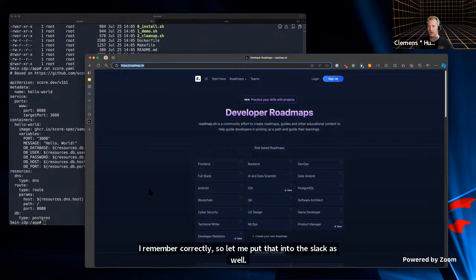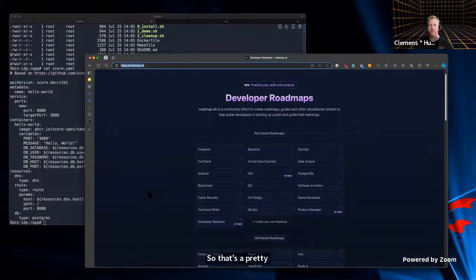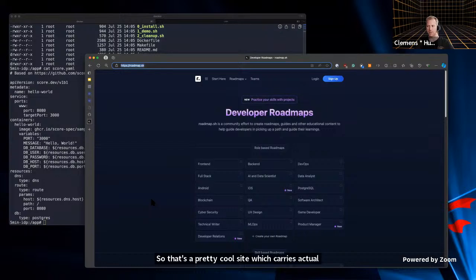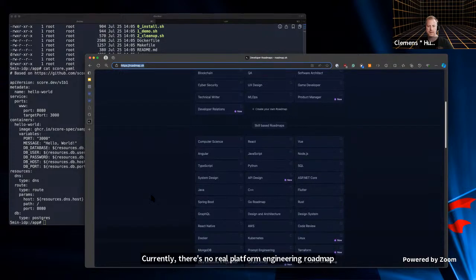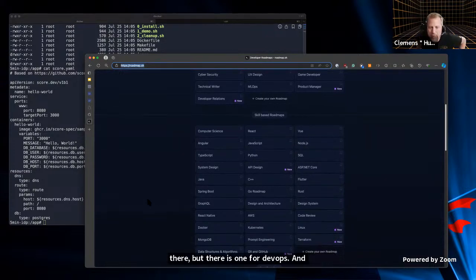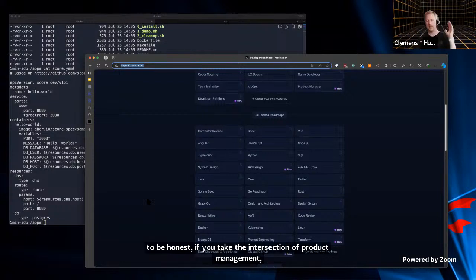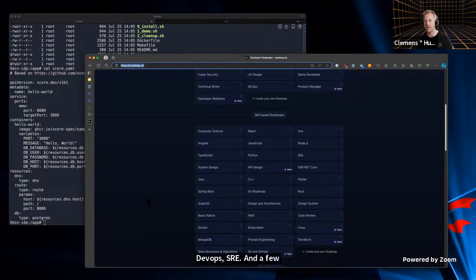So that's a pretty cool site which carries actual learning roadmaps for a lot of things. Currently, there's no real platform engineering roadmap there, but there is one for DevOps, and there is one for Kubernetes, and there is one for a lot of things. And to be honest, if you take the intersection of product management, DevOps, SRE, and a few other things, then you probably get slowly but surely towards platform engineering.